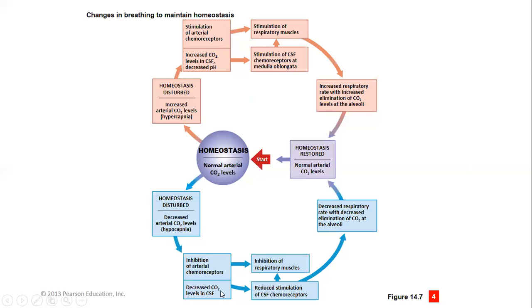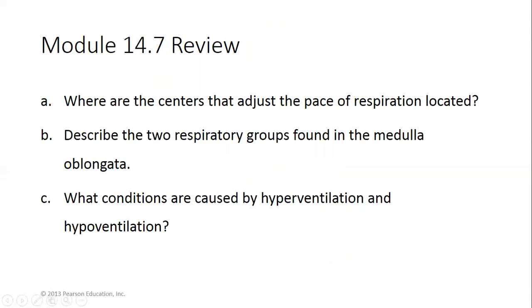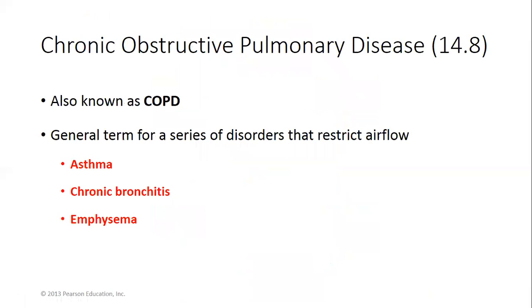medulla and the pons, and the medulla and the pons then send motor neurons to the respiratory muscles to slow them down and decrease breathing rate, which decreases the elimination of carbon dioxide and allows it to build back up in the blood towards normal. So follow those. That's a really good review slide.